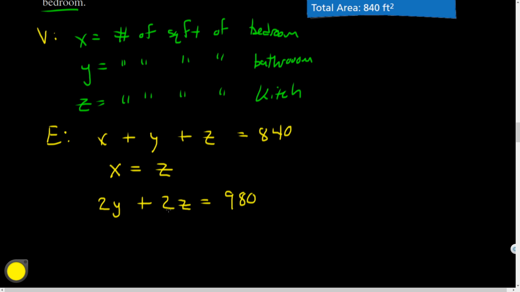But anyways, here's my 3 equations. I think I would recommend substitution here. Notice I could sub here, or I could sub here, and then take it away. But I'm going to let you guys do that.